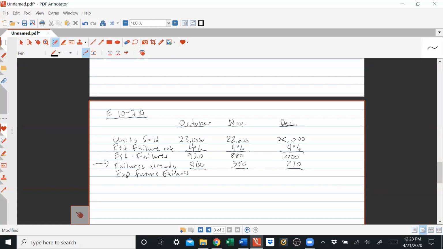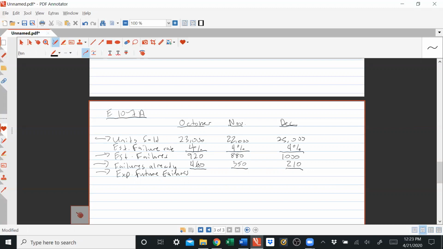So this row is given to us. This row is given to us. This row we have to calculate. And then, of course, this row we have to calculate. So estimated failures in October, units that failed relating to the October sales, 920.